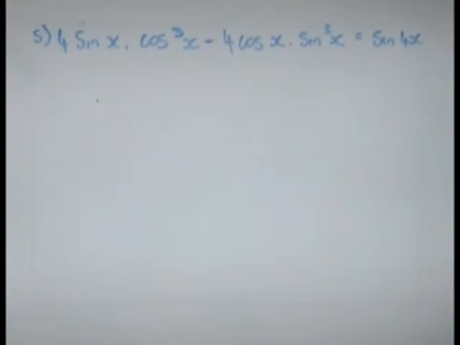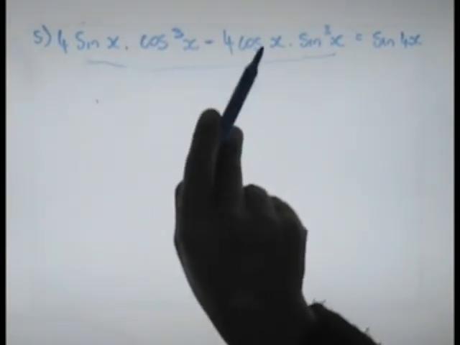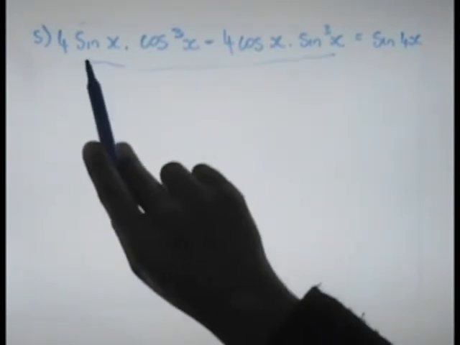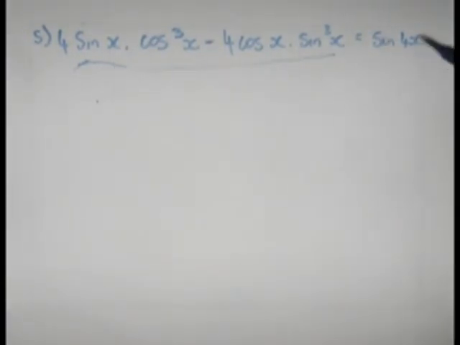Number 5 is quite an interesting one. It says 4 sine x times cos cubed x minus 4 cos x times sine cubed x is equal to sine 4x. Looking at this one here, most people would say that this is the more complicated side. If you try to work it out starting with the left hand side, you would have got into a bit of a tangle first before really coming to an answer. If not, congratulations. I'm going to start this one out by looking at the right hand side.